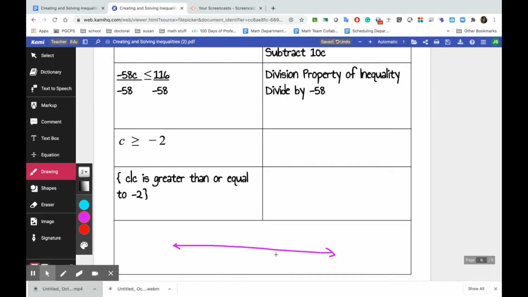Now let's graph the solution to the inequality. The values of c are all numbers that are greater than or equal to negative 2. So we can start at negative 2, and it will be a closed circle at negative 2, since negative 2 is also a solution, and all numbers to the right of negative 2. Which means the value of c can be 5, 25, 100, up to positive infinity.